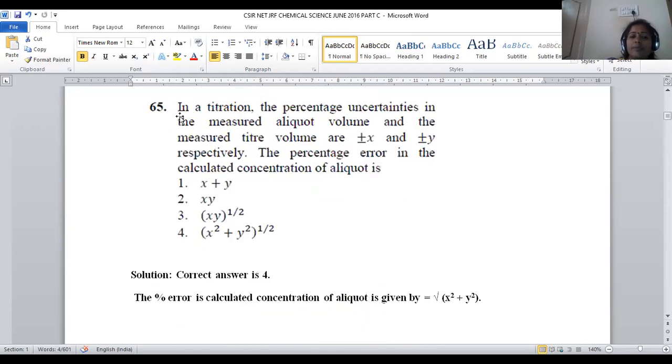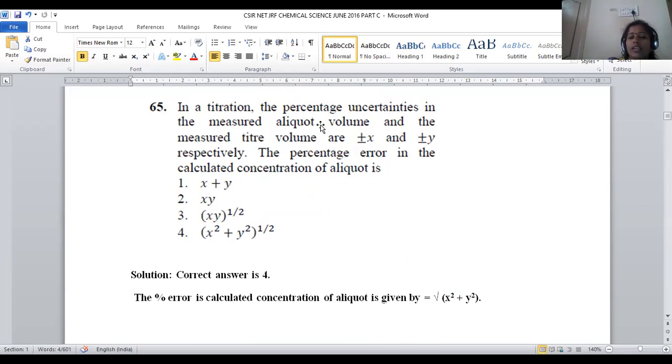Let us move on to question number 65. At titration, the percentage uncertainty in the measured aliquot volume and the measured titer volume are plus or minus x and plus or minus y respectively. The measured aliquot volume is given with plus or minus x, and the measured titer volume is given by plus or minus y. What is the percentage error in the calculated concentration?